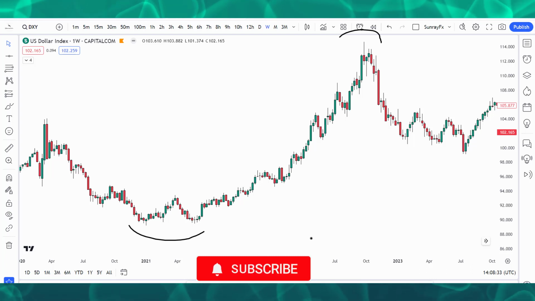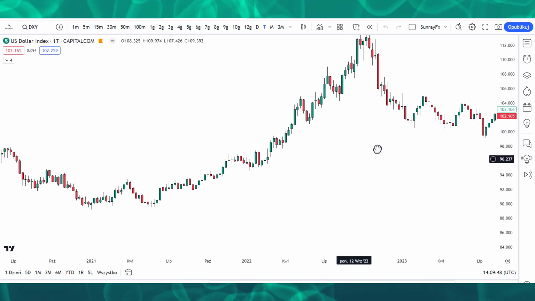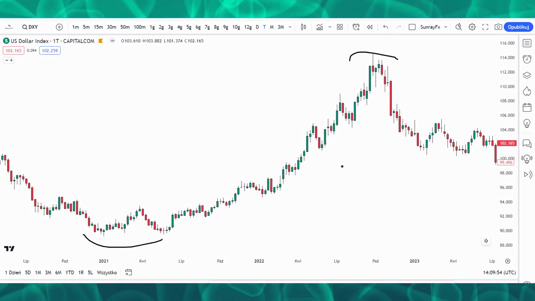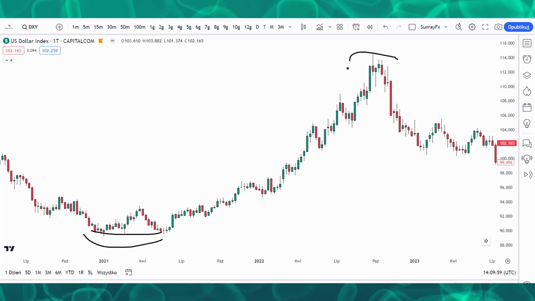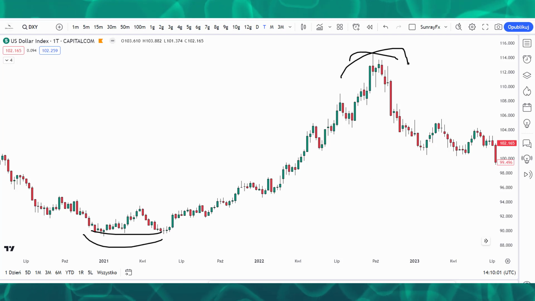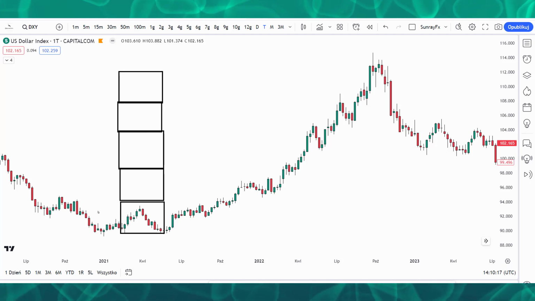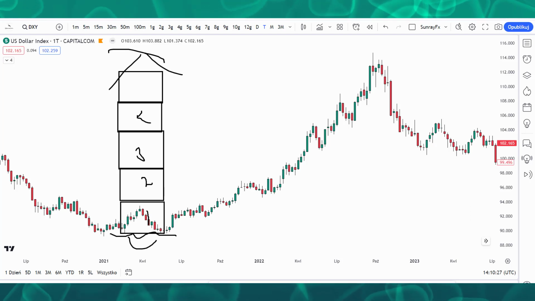So let's go deeper into the lecture now. I'll show you how we have main support and resistance. This is our main support level, and this is our main resistance level. Just like I told you, the market is like a skyscraper: it has a support, which is the foundation, and a resistance, which is the rooftop. This is the rooftop and this is the foundation level. So this is the main resistance and this is the main support. This is the 1st floor, 2nd floor, 3rd floor, 4th floor, and 5th floor.